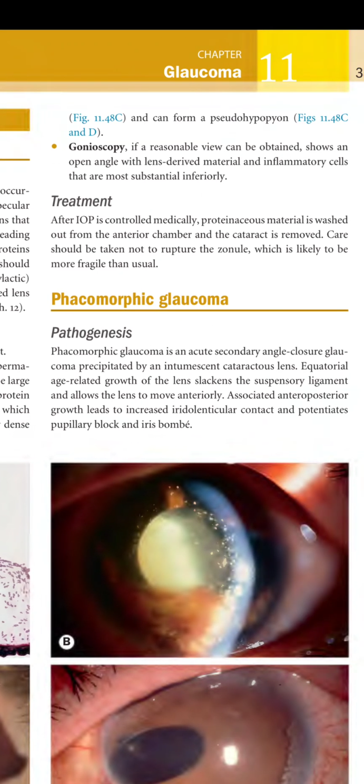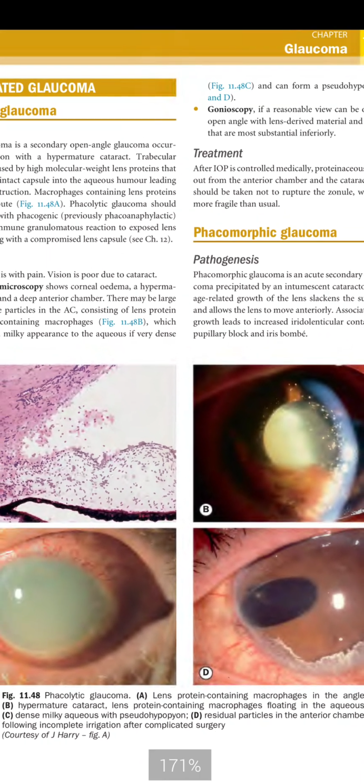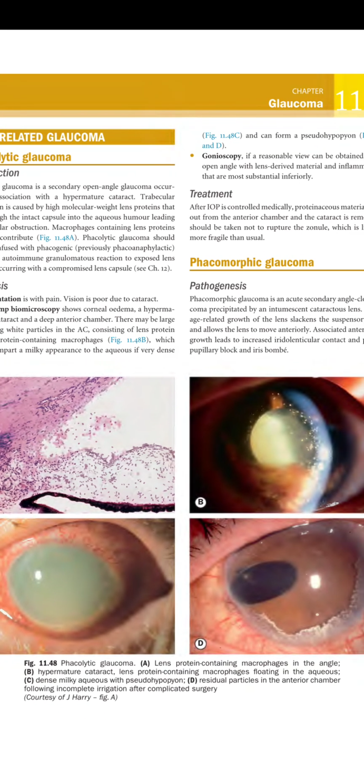Gonioscopy, if a reasonable view can be obtained, shows an open angle with the lens-derived material and inflammatory cells that are more substantial inferiorly. Treatment. After IOP is controlled medically, proteinaceous material is washed out from the anterior chamber and the cataract is removed. Care should be taken not to rupture the zonule, which is likely to be more fragile than usual. So basically the treatment is to just remove the cataract.